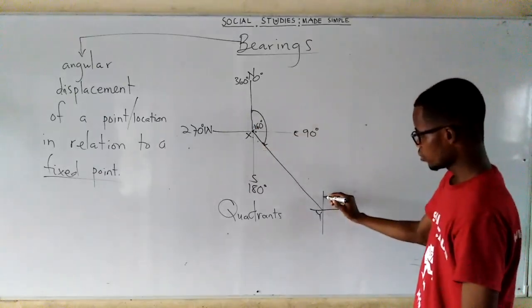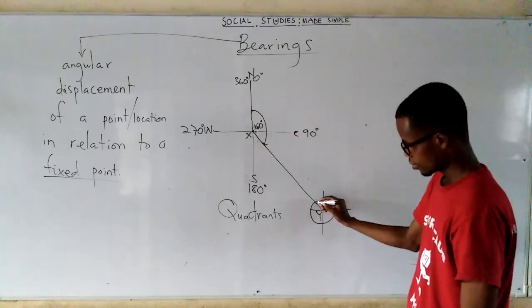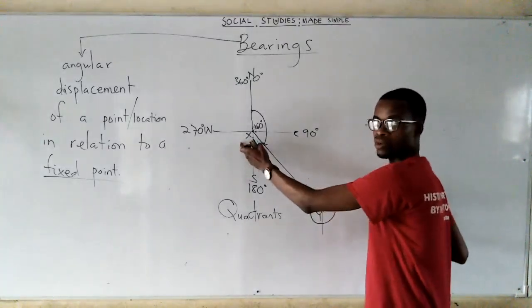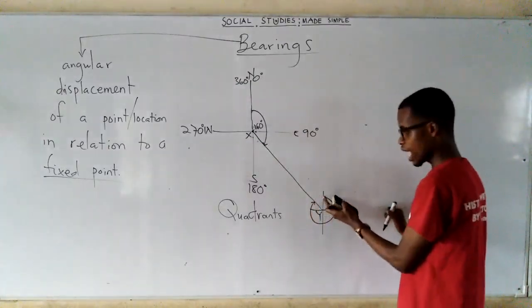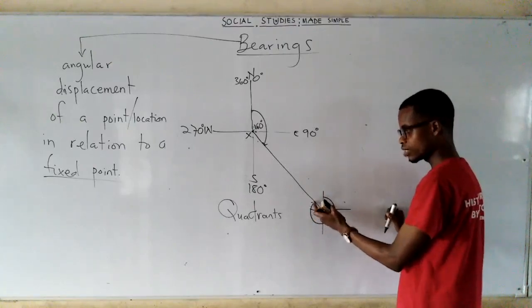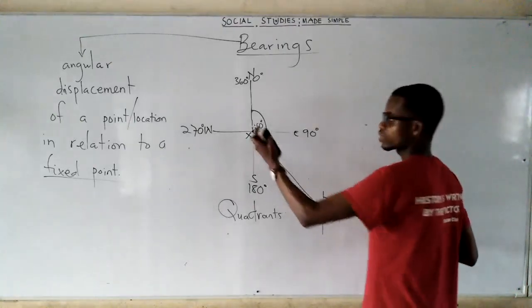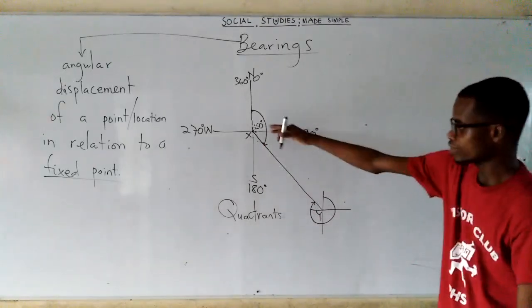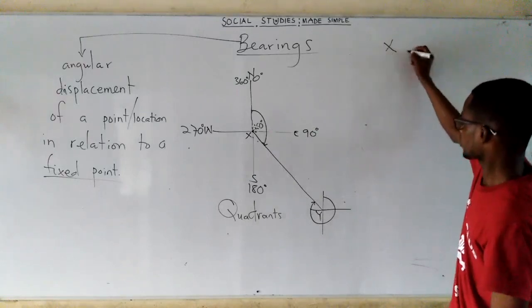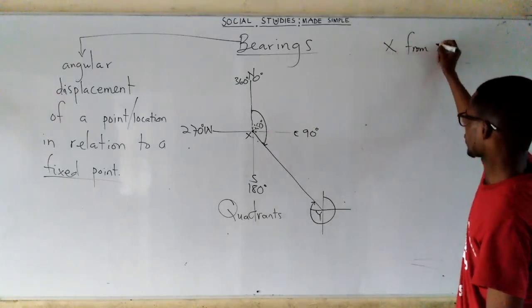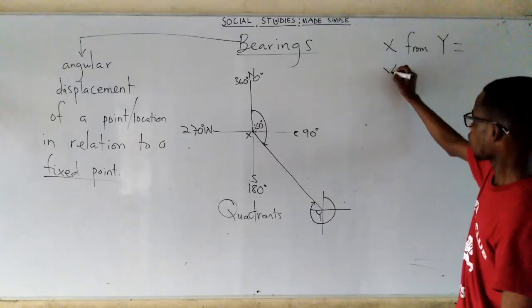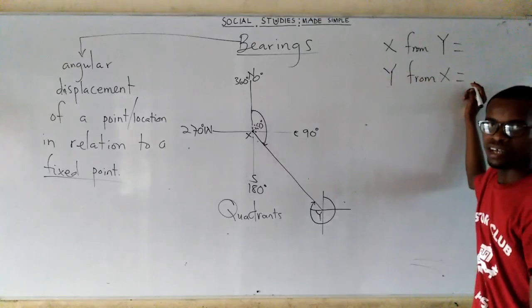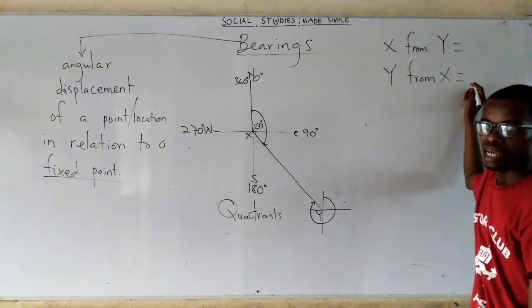So we are now going to look for the whole of this angle. So now the person is back to town X, and then we want to know the bearing or the angle that the person covered when he traveled back to town X. So now the formula, so let's interpret this. X from Y, Y from X. Which one has the angle? Which one's angle has been given?